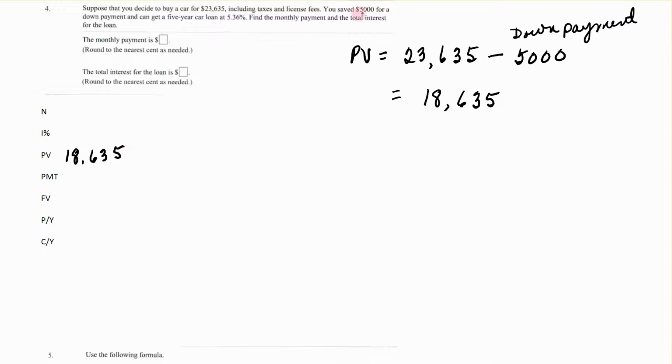I will not use the down payment money anymore. 5 years, 5.36. Future value 0. Monthly is the most common period. Let's see. We're going to do it monthly for, and I said it just a second ago, 5 years. So that's 12 times 5. All right, let's see what the payment is.